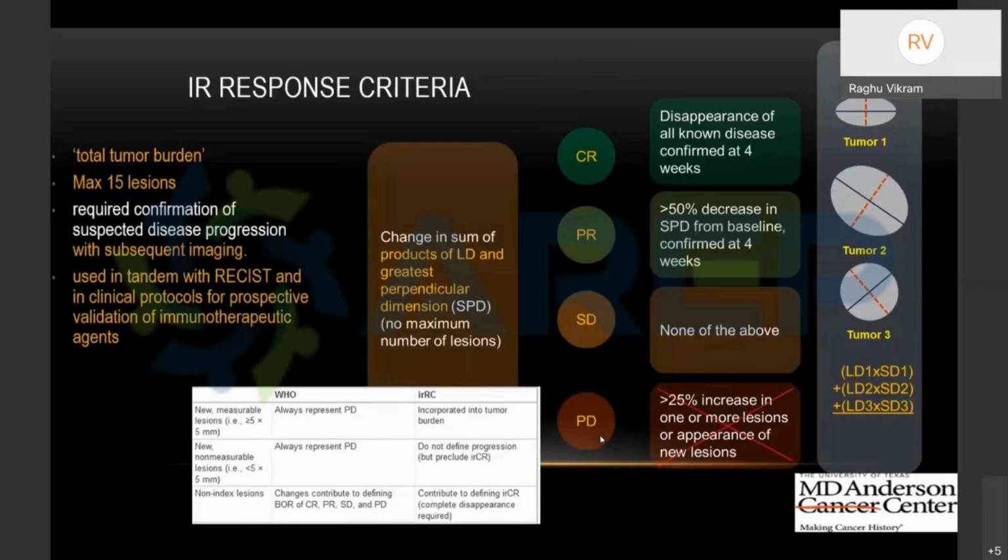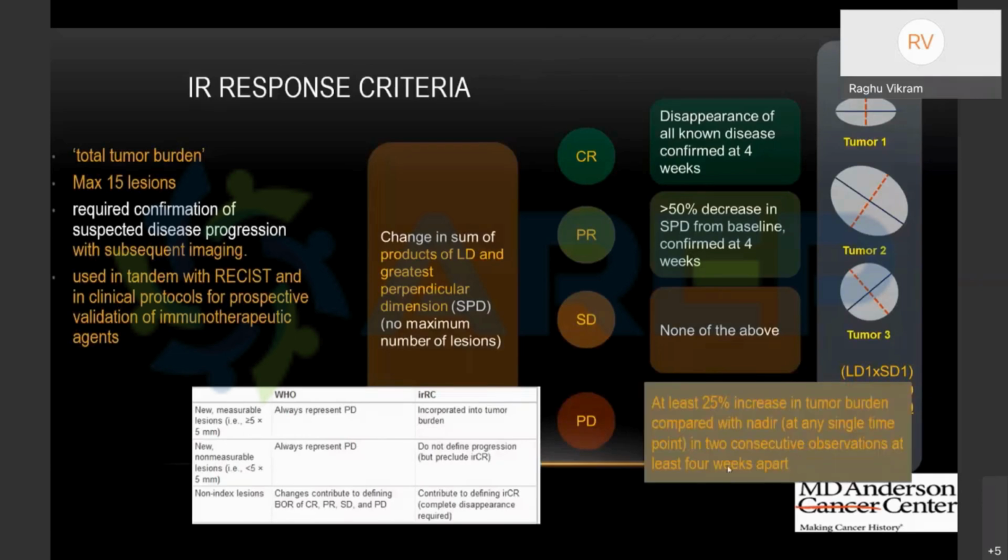You just want that to be confirmed by two consecutive observations, at least 4 weeks apart. So when you see a new lesion in immunotherapy, or if a lesion increases in size, you want a confirmation at 4 weeks before declaring that this patient has progressed. I'm going to very quickly go.